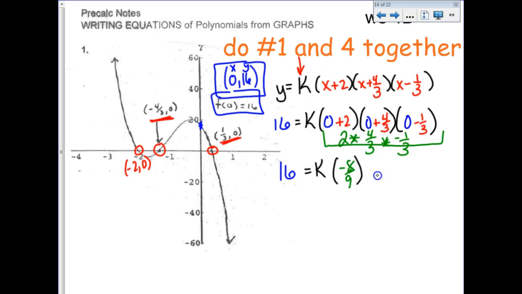And I'm just using my algebra skills. I'm trying to solve for k. So the next easy step would be to either divide by -8/9 if you use parentheses, or you could multiply by the reciprocal, which would be -9/8. So y'all just found out that k is something. What is it? Is it -18?